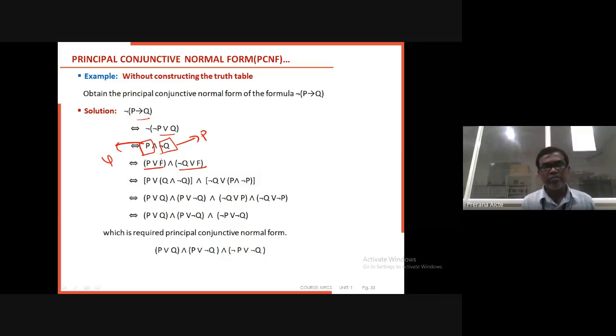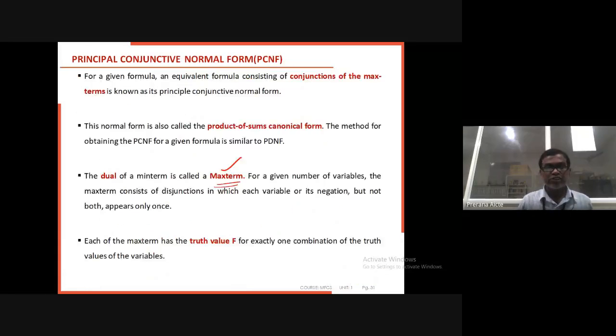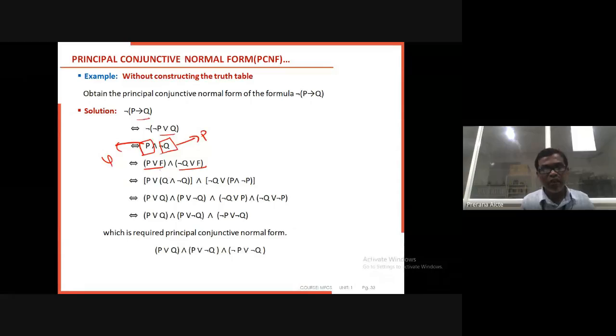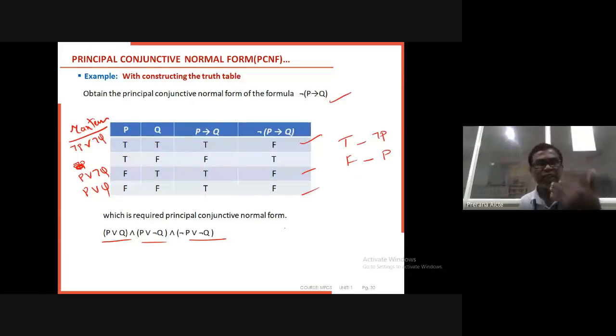Previously, in the PDNF, we introduced a true truth value, but here we need to introduce a false truth value so that the value will not change. So now P or false, and in the place of false we write the variable which is missing. After that we apply the distributive law and the other laws, and finally we'll get the result like this. Here also it is preferable to follow the truth table method, either PCNF or PDNF, but you have to construct the truth table carefully.